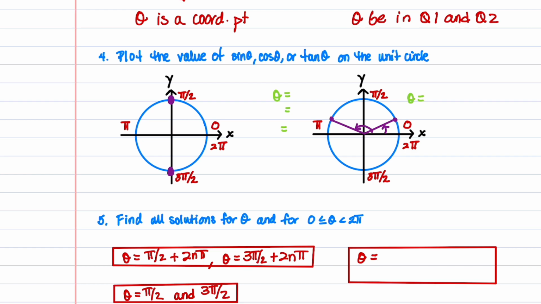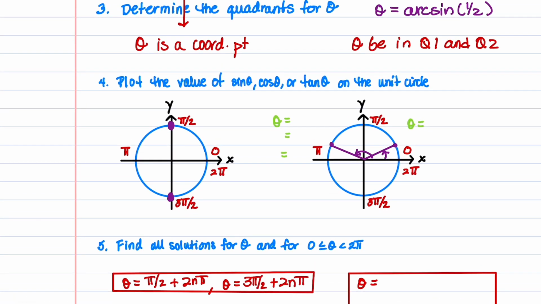For our equation on the right, we have theta is arcsine of 1/2. The arcsine of 1/2 is equal to pi over 6. So in our first quadrant, we'll say that theta sub r, our reference angle, is pi over 6. Our theta in our second quadrant is going to be pi minus theta sub r. So this is pi minus pi over 6, which gives us a value of 5 pi over 6.